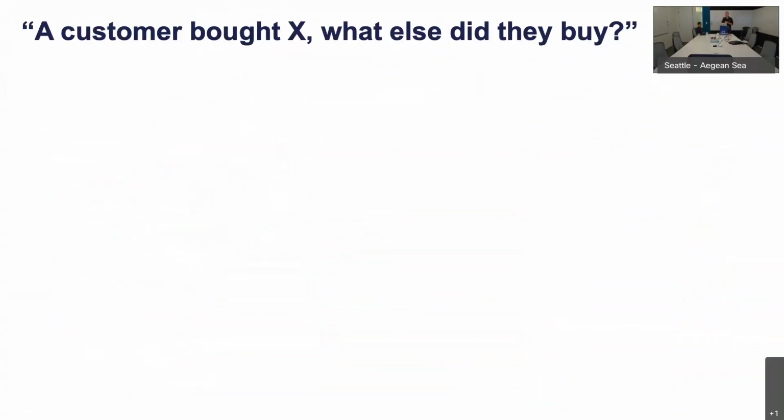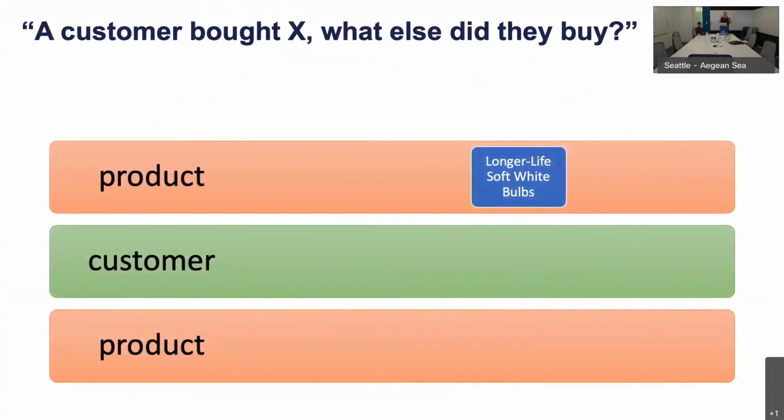Another question that's pretty common, and you would expect Tableau could help you with, is given that a customer bought X, what else did they buy? The reason that this is a little more complex, it's a little bit outside of what Tableau can do, is because it involves multiple connections between things.